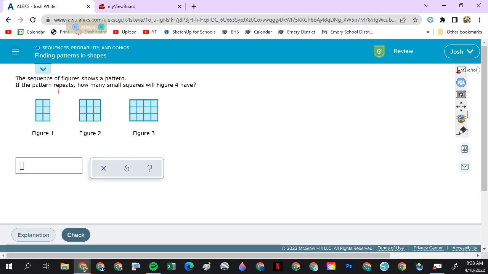So if the first has 6 and the second has 9 and the third has 12, how many will figure 4 have? 15. We add another column, and that column contains 3 blocks. So it will be 15. Okay, that's it for 7.1.